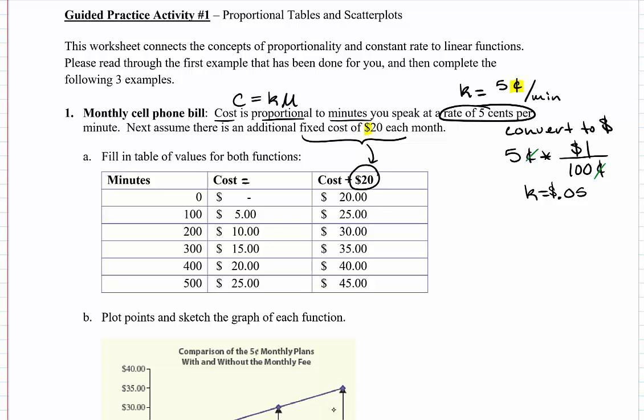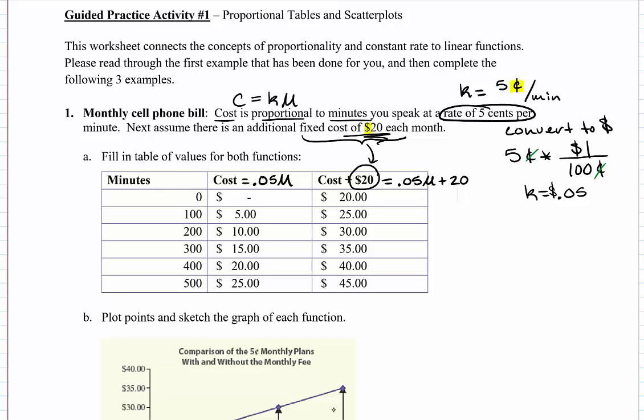So that gives us our cost equation is 0.05 times minutes. Or, once you include the fixed costs, the equation would become 0.05 times minutes plus 20. And again, you need to make sure to convert the K into dollars because they gave it to us in cents. Sometimes they'll give you mixed units that you'll have to convert, sometimes they won't.